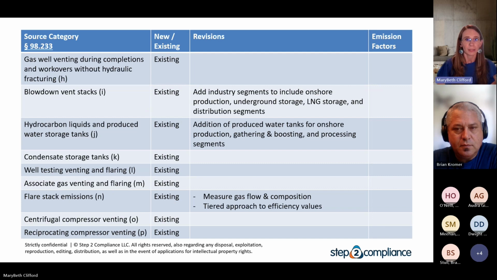This is all existing source categories currently, but there are some updates. So like with blowdowns, they've added some industry segments to the reporting under the hydrocarbon liquids and produced water. They've added produced water tanks for onshore production, gathering, boosting, and processing. Flare stack emissions, they've done a lot of changes in that section, and they've also implemented a tiered approach to the efficiency values, and we have a slide that'll get into that in a little more detail.